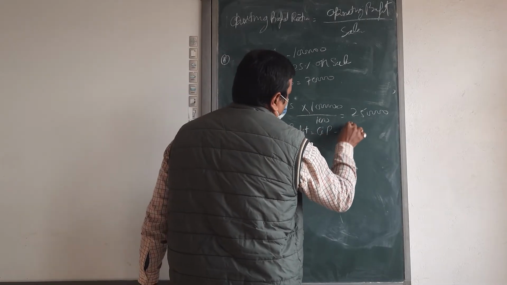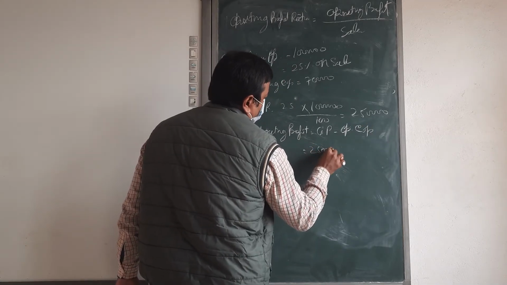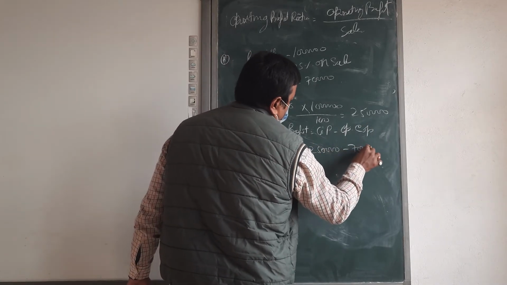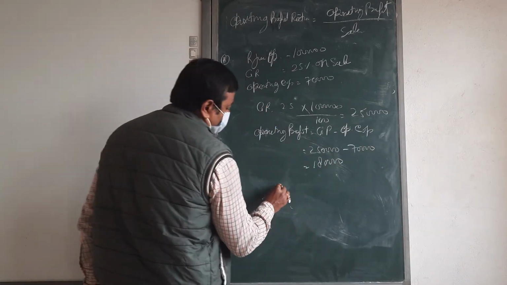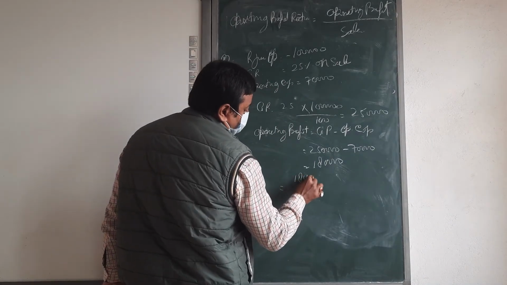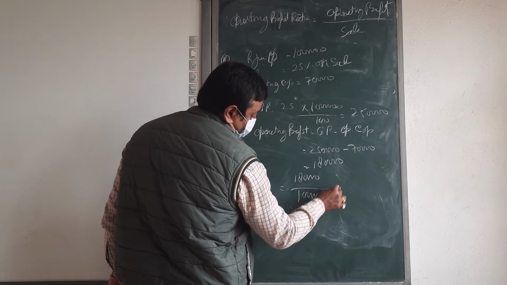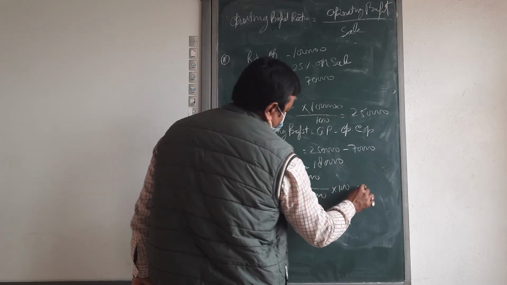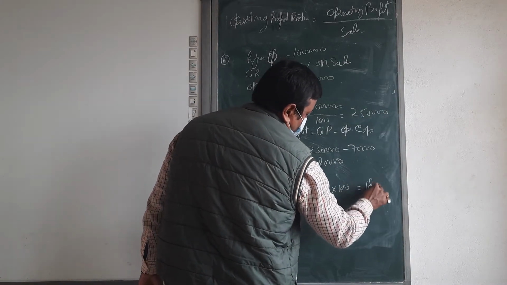GP minus operating expense. Operating expense and GP beta 2,50,000 minus difference, 181. And then operating profit 1 lakh 83 upon 11 lakh into 100. What's coming? 82%. 18. Okay.